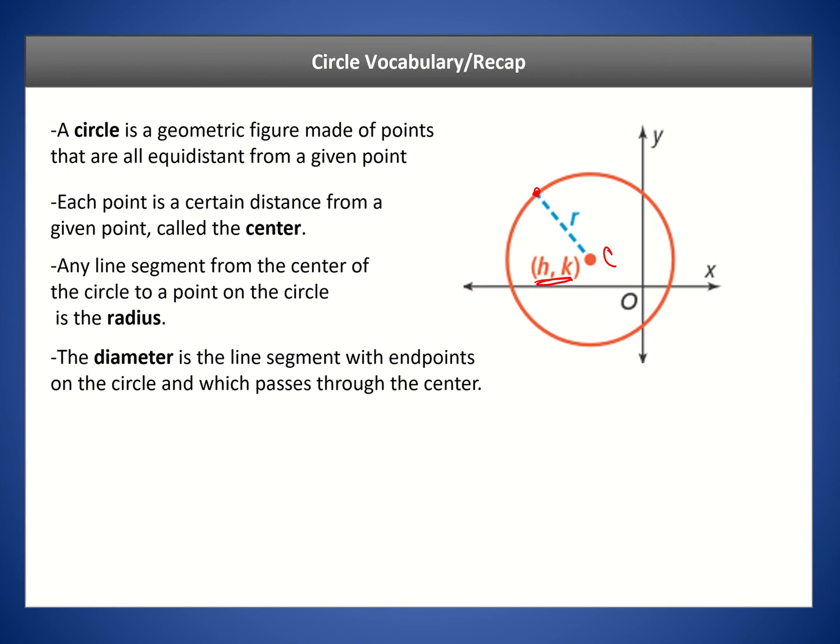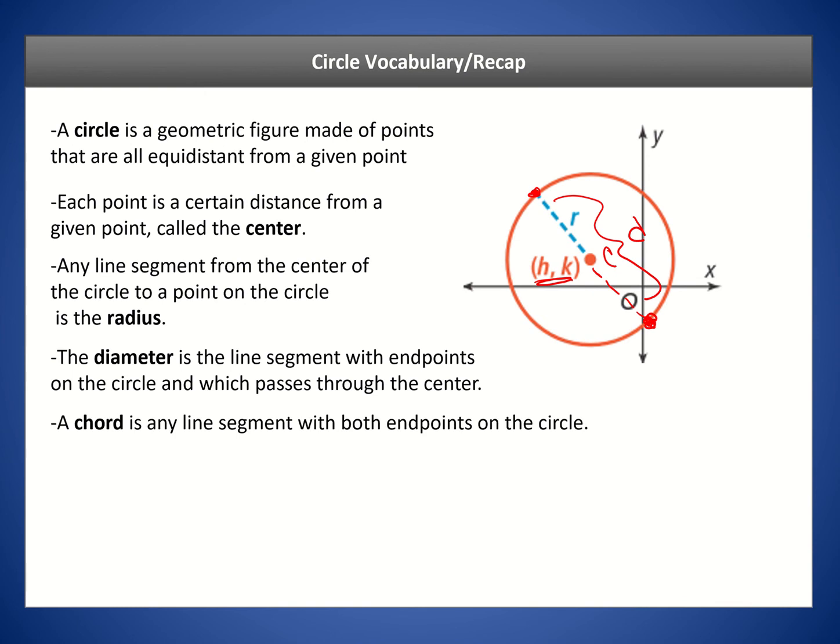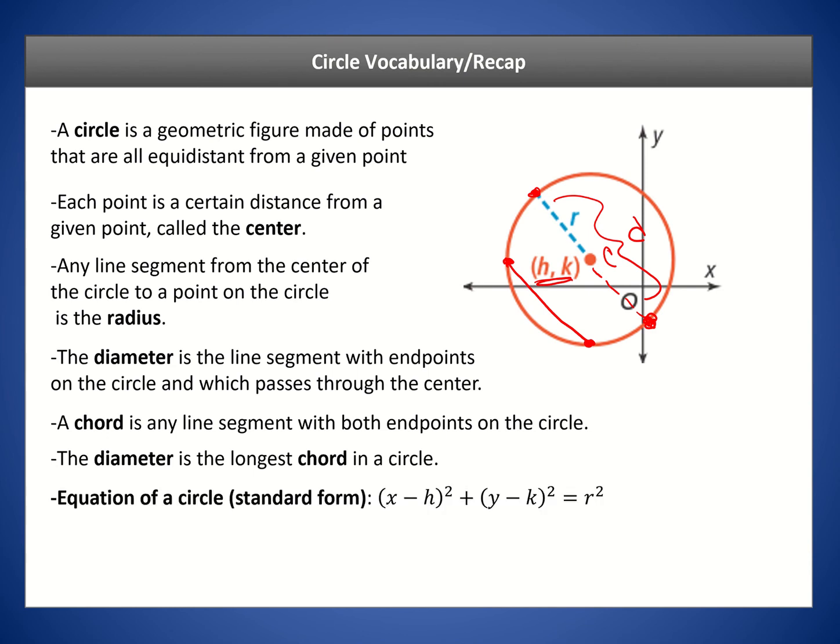Now the diameter is the line segment with endpoints on the circle that passes through the center. So it's essentially two radii. If I have two completely opposite endpoints on the circle, and a line that crosses through the center, that is referred to as the diameter, which we'll refer to as lowercase d. A chord is any line segment with both endpoints on the circle, so a diameter is considered a chord. But you can also have other chords that do not go through the center, for example, this chord here. The diameter, as we mentioned earlier, is the longest chord in a circle.